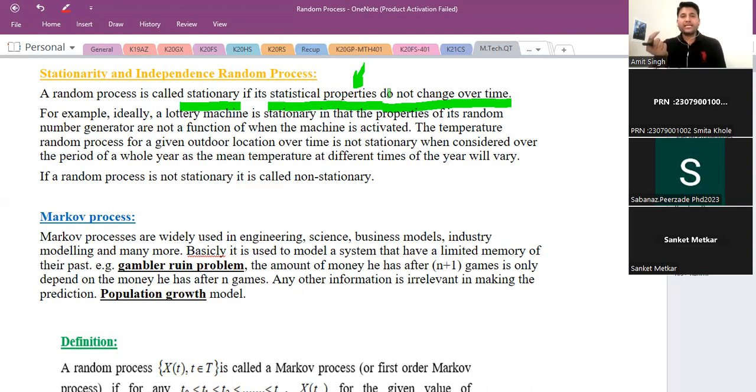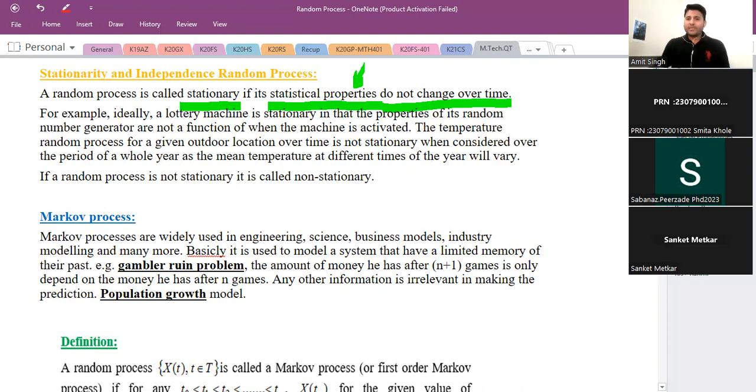Now what do we mean by this? If a toss is performed consecutively for a large number of times, suppose 1 crore times, then if we see the output, it is almost 50% head and almost 50% tail. So if an experiment is performed continuously for an infinite or very large number of times, we will get 1 upon 2 for head and 1 upon 2 for tail. This is what we mean when we say the probability of head is 1 upon 2 and of tail is 1 upon 2, and this is what we mean by the statistical property not changing.